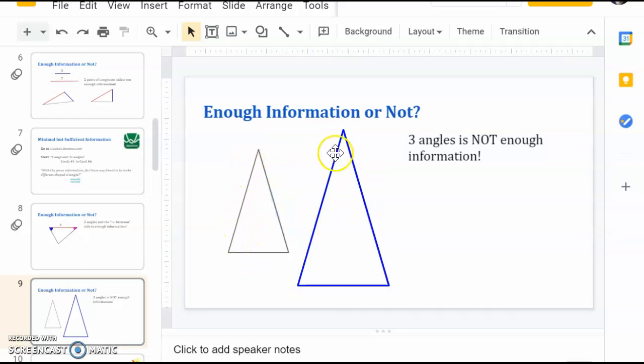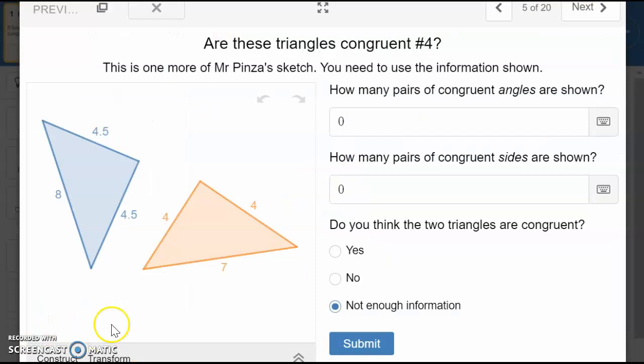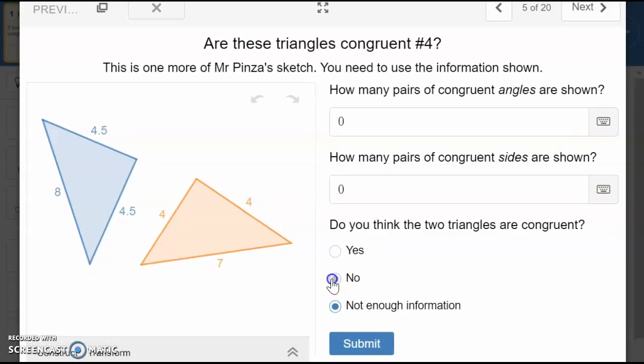That's because even though 3 pairs of angles may be matching, the side lengths could be very, very different. They're obviously not the same triangle, so they're not congruent. So angle, angle, angle is not a congruence shortcut. What about card number 5? For card number 5, there are no pairs of congruent sides or angles, so we obviously know that these triangles are not congruent.